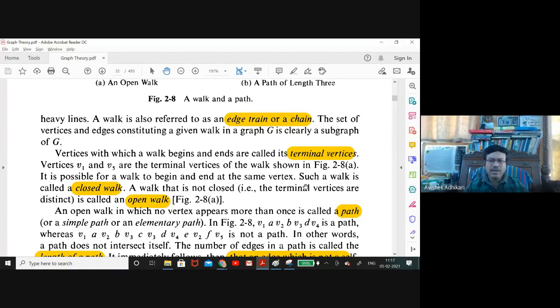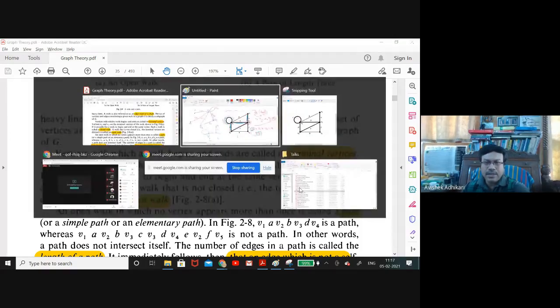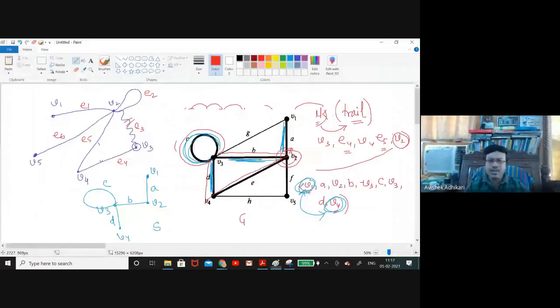Now another very important term is known as a path. So what is the meaning of a path? Here you can see that in my examples, a few vertices were repeated. Here we don't have any repetition, but I think the example was inside this, just at the background of this image. So if I remove that one, then you will be able to see the whole image.